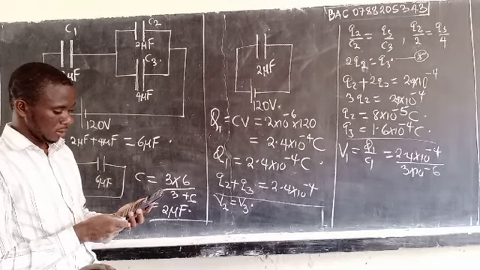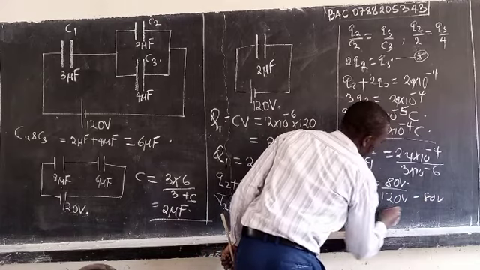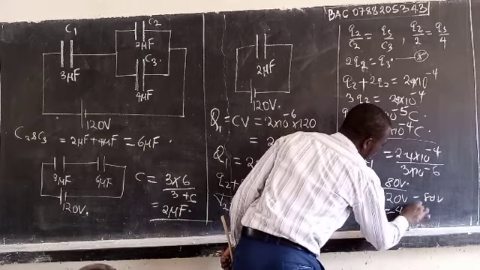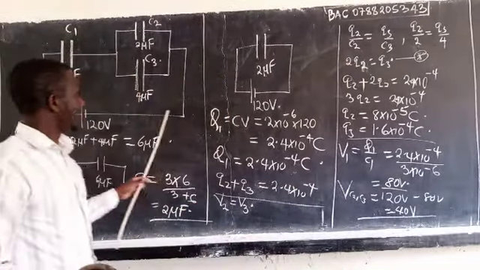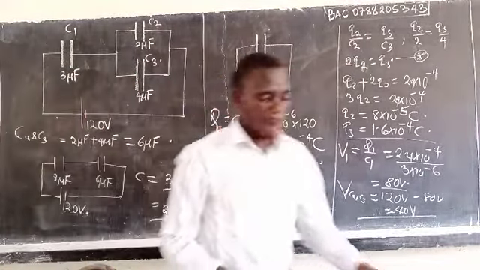And then the V across this and this, the V across C2 and C3, is the same. I can get 120 and 80, I subtract that. And this one will give me 40 volts. So that is the V that is across these other 2 capacitors.